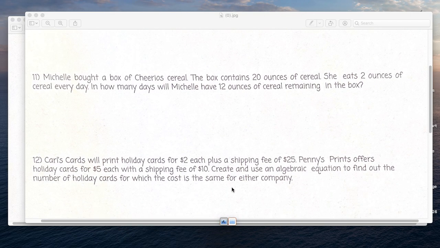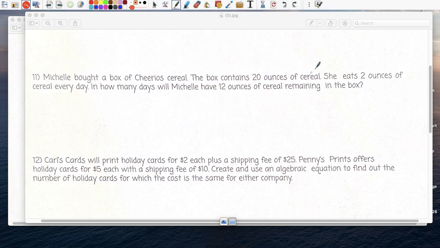So again, let me see. Michelle bought a box of cereal. The box of cereal has 20 ounces of cereal. So imagine a box of cereal. Right? It's full of Cheerios. And she eats 2 ounces of cereal every day. So that's going to decrease as the days go. And then let's say this is Monday. Let's say this is October 1st.